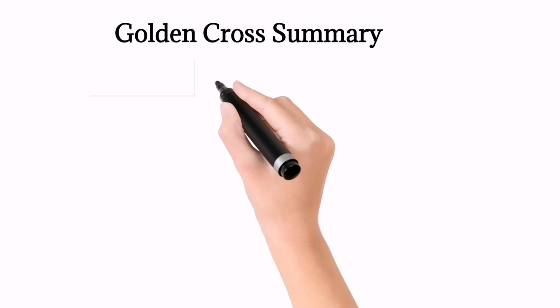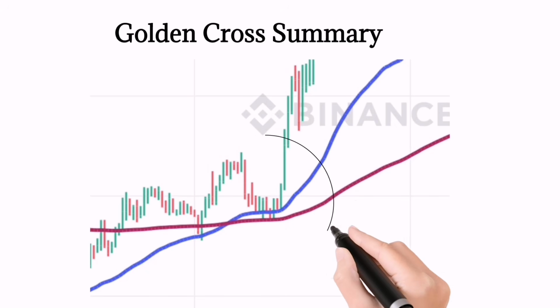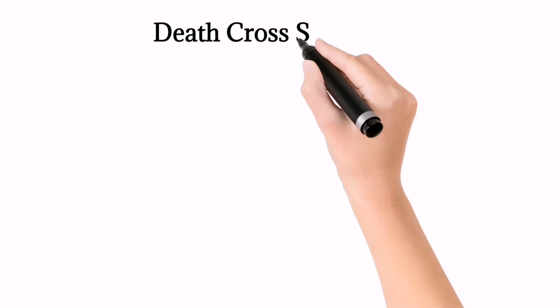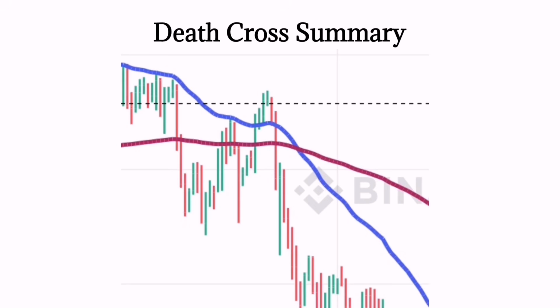Golden cross summary. The golden cross happens when the 50 period EMA rises up through the 200 period EMA. It suggests buyers now control the long-term direction. Death cross summary. The death cross is the mirror opposite. The 50 period EMA sinks below the 200 period EMA, flashing that sellers have seized control.